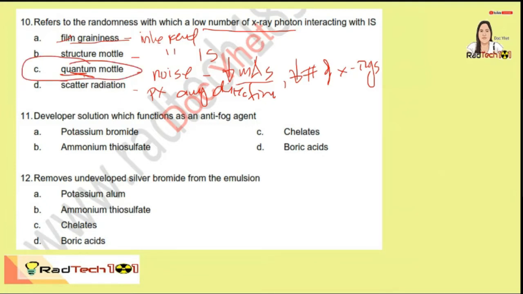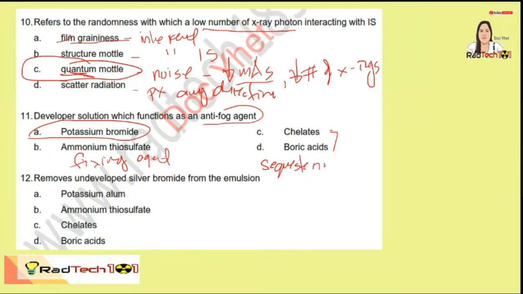11, develop a solution which functions as an anti-fog agent. So anti-fog agent is our potassium bromide. Ammonium thiosulfate is the fixing agent. So fixing agent siya. Yung chelates natin and yung ating boric acids, they are sequestering agents. So yung chelates is sequestering agent ng developer. Boric acids is also the sequestering agent pero ng fixer naman. So ang purpose ng boric acids and ng ating chelate is to stabilize the developing or the fixing agents.